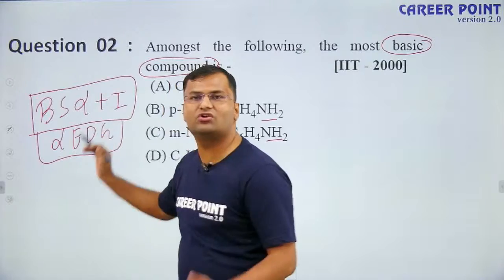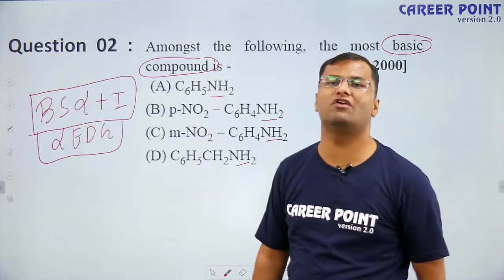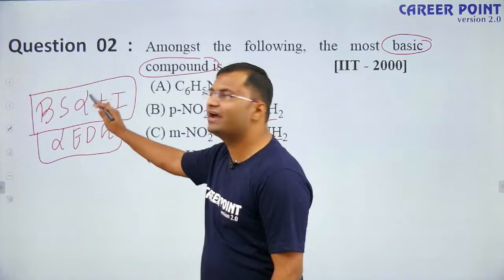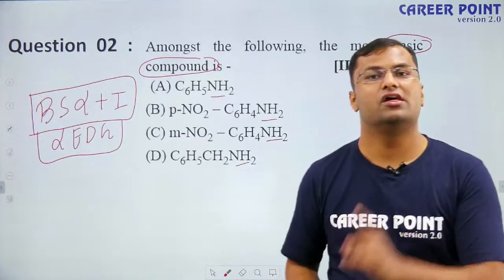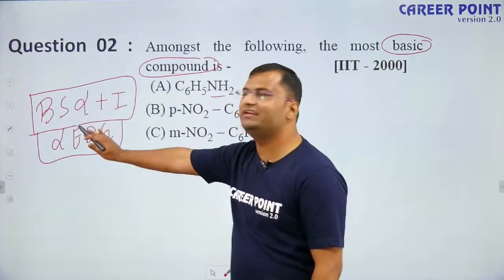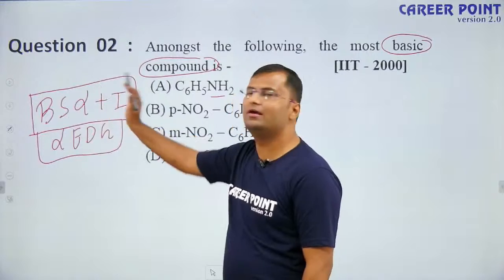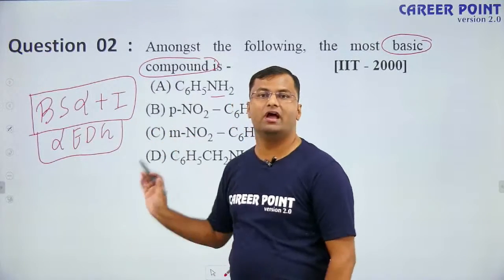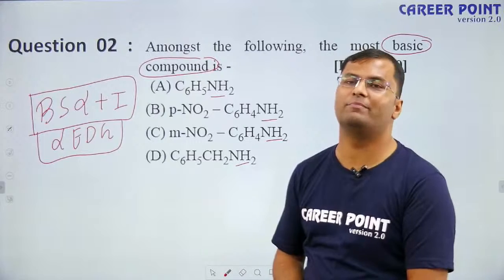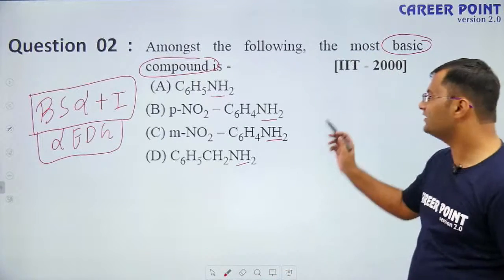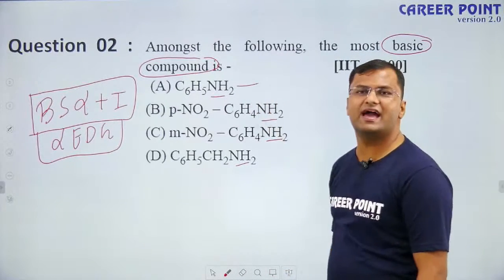So as the electron donating capacity of a compound increases, the plus I effect increases, or we can say that the basic strength increases. So we only have to find the electron donating group or plus I effect in the compound. The one having more plus I effect is the answer for more basic. Clear? Now we will start with this, aniline.